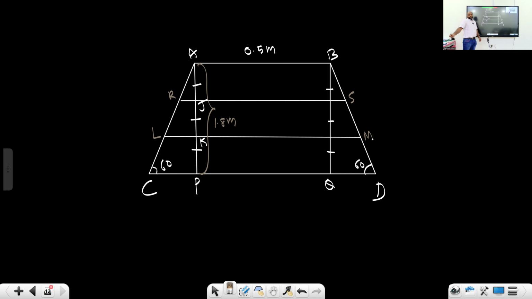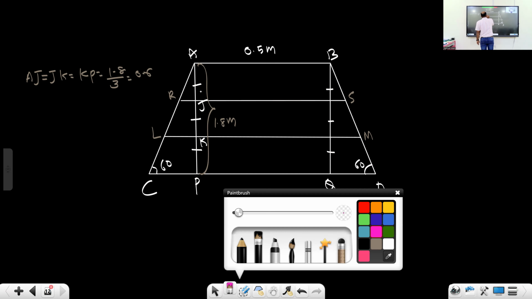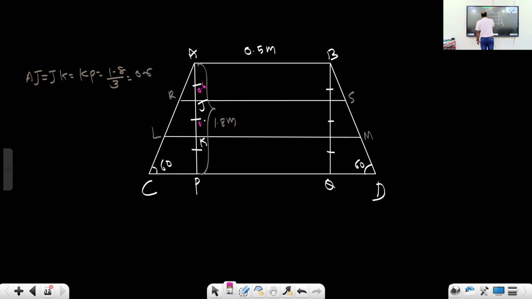Given that AJ equal to JK equal to KP equal to 1.8 by 3, 0.6. It is 0.6 because the total length is given as 1.8. All the three pieces are equal, so 0.6 will come. This also 0.6 meter. Now we can start answering.